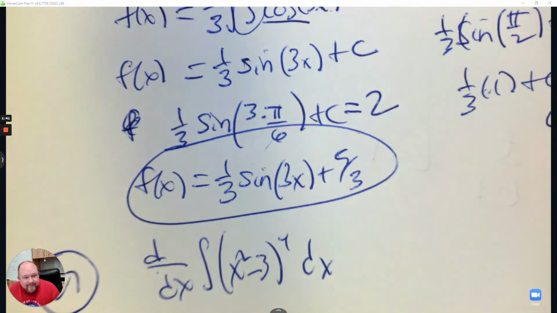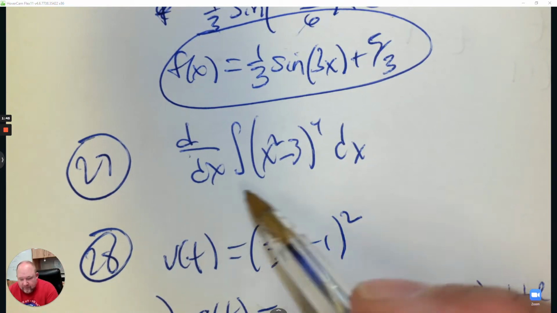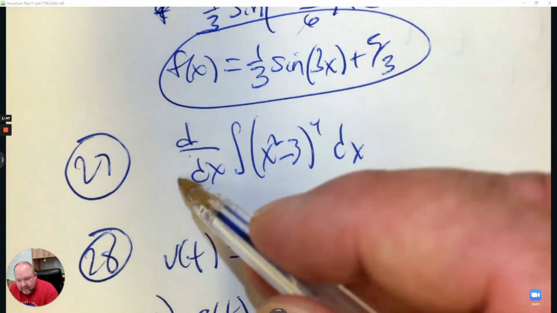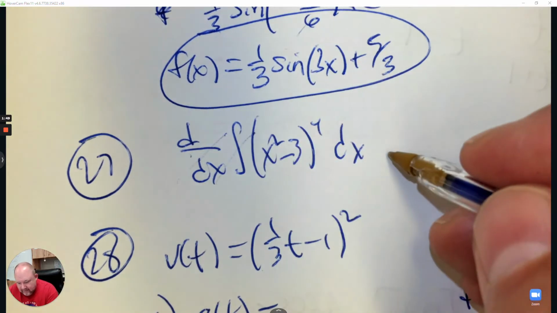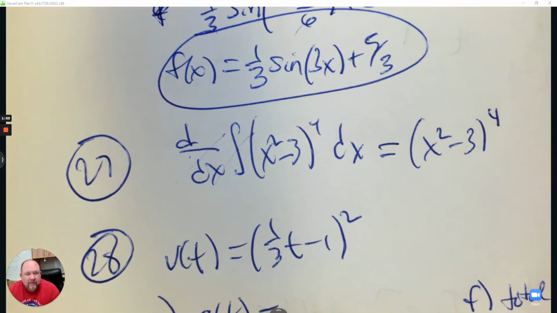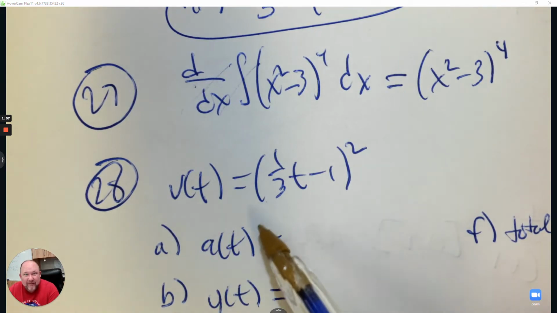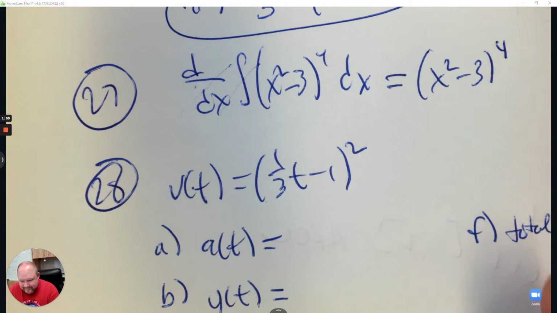We have our answer. Number 27, obviously you should press pause, write down the question, and press play. The derivative and integration undo each other, so what's left is your answer. So it's always best, again, press pause, write it down, do your best first, then press play.